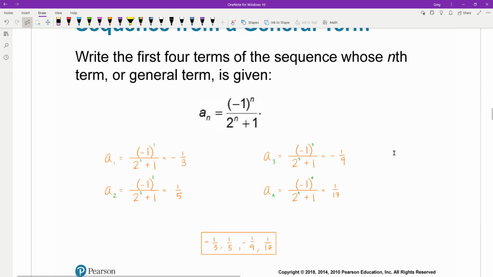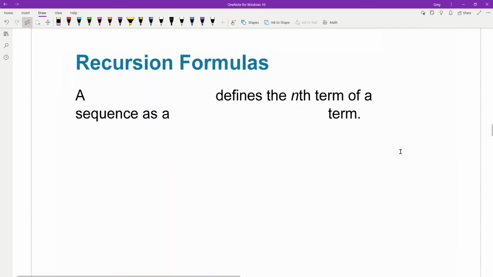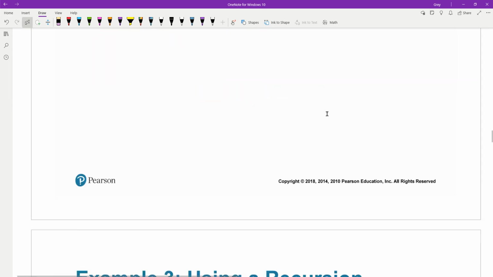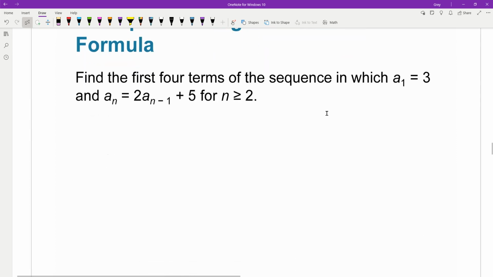Okay, so that's a general term. We also have something known as a recursion formula, and a recursion formula always defines a term in the sequence as a function of the previous term. So it looks a little bit different. All right, this is example 3, using a recursion formula.